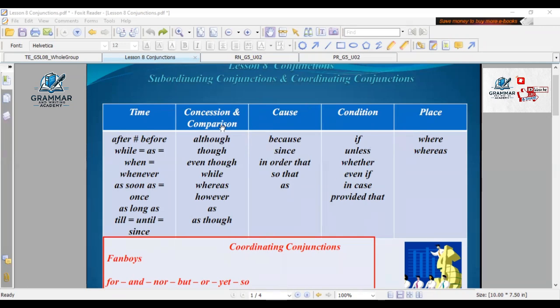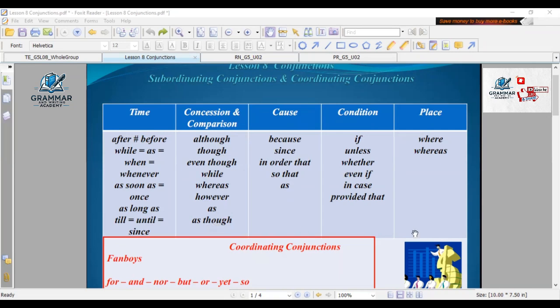Hatem Hussein, read for us please the conjunctions for concession and comparison. Also, though, even though, while, whereas, however, as though. Thank you so much, dear Hatem.